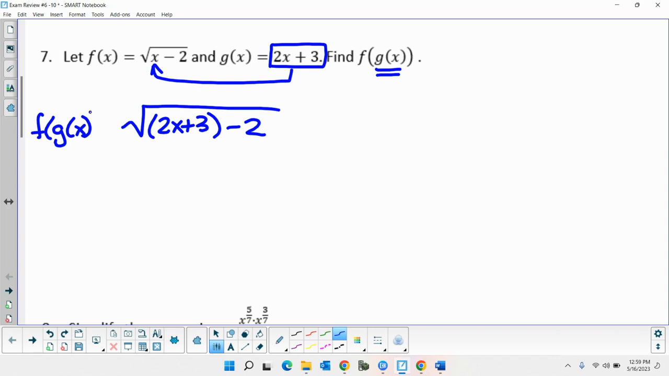Is there any like terms? Oh, yes, sir. 3 minus 2 is what? 1. So that's all you got to do. That's the answer. We better practice one like that again. So let's do the other way. Let's do g of f of x.